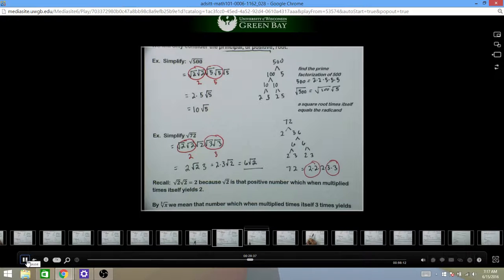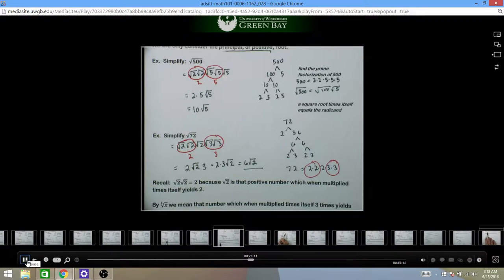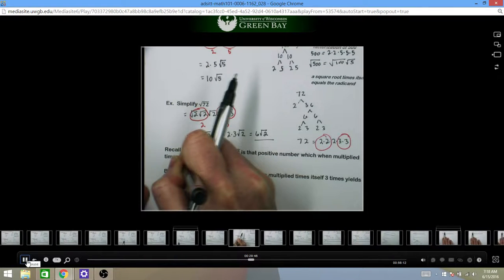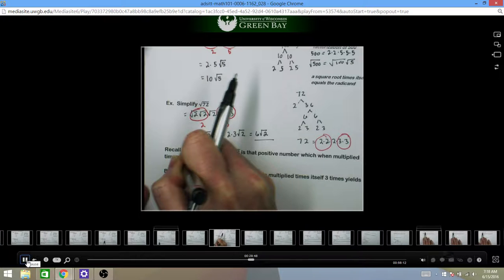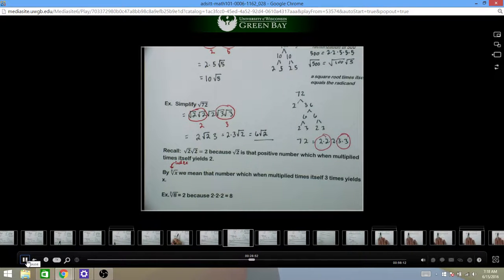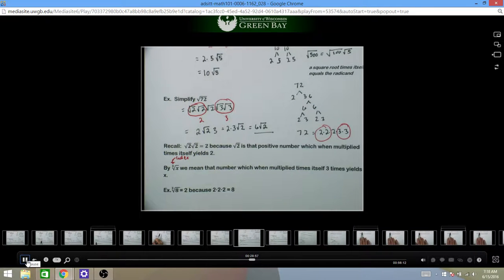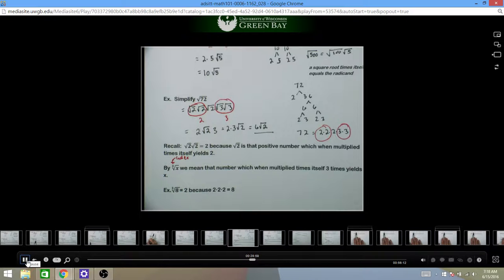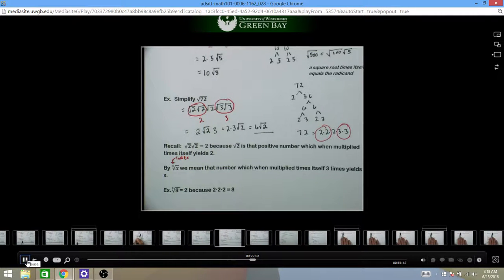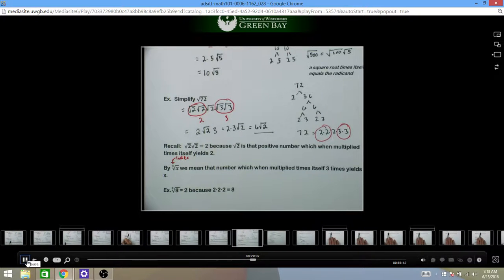Well, when we have a cubed root, this little 3 here, this 3 is called the index. Okay, so the index is a 3 here. And then we mean the number that when you multiply times itself 3 times yields whatever the radicand is. So for example, the cubed root of 8 is 2, because when you multiply 2 times 2 times 2, 3 times, then you get an 8.